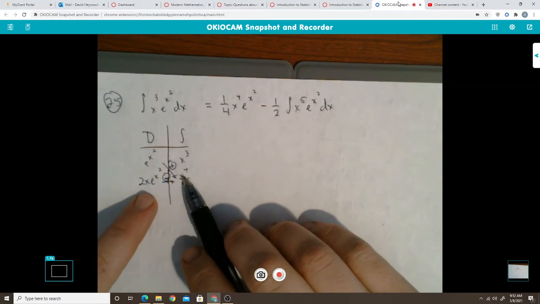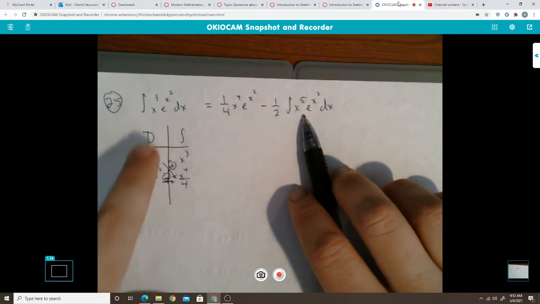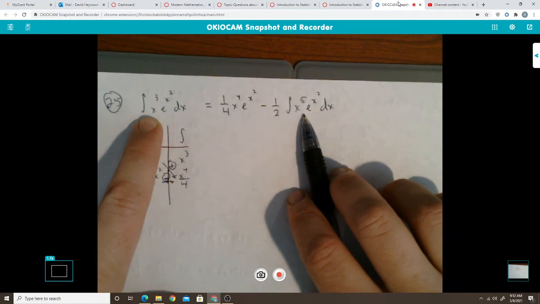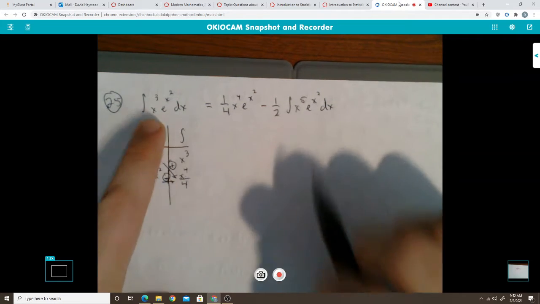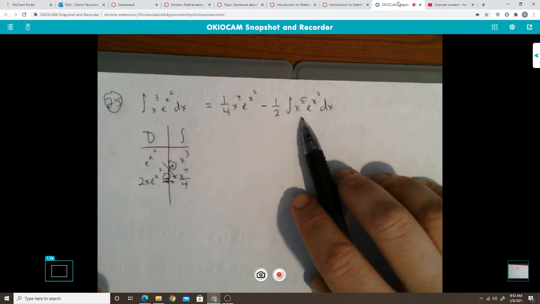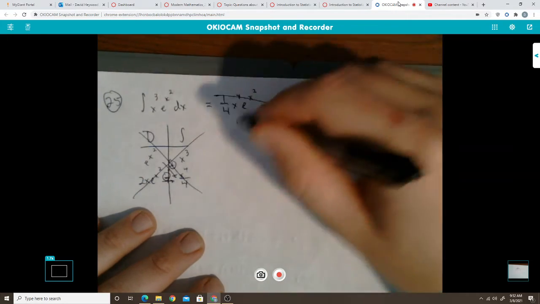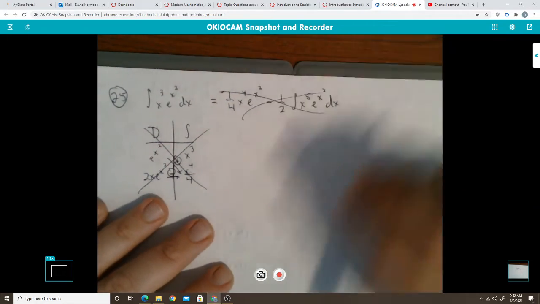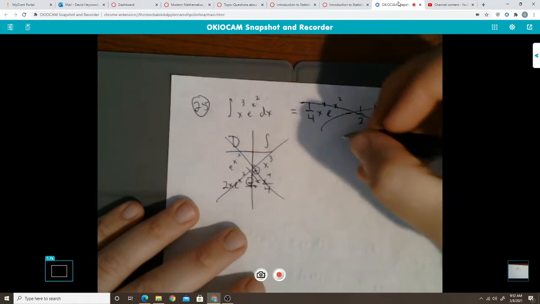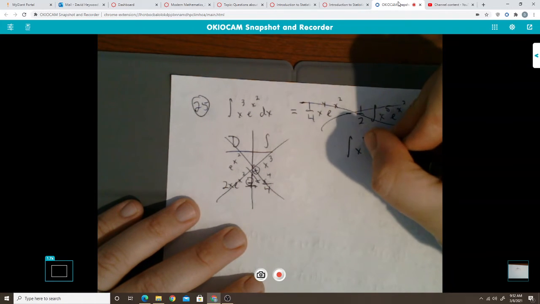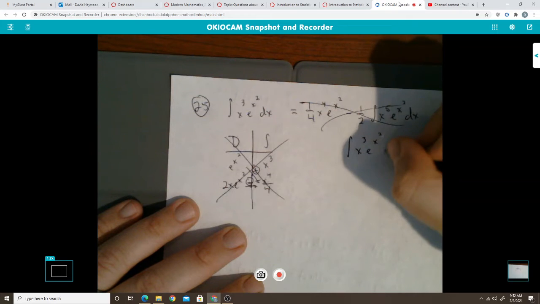Shoot, I was thinking that they would cancel and give you an x cubed, and then you'd have what you started with, and you could solve algebraically for the integral. But no, it doesn't work out that way, does it? Ooh, this gets you. This is worse. It gets you further away. So let's abandon ship. All right, let's not try it that way. Okay. Well, what else could we do? What else could we do?